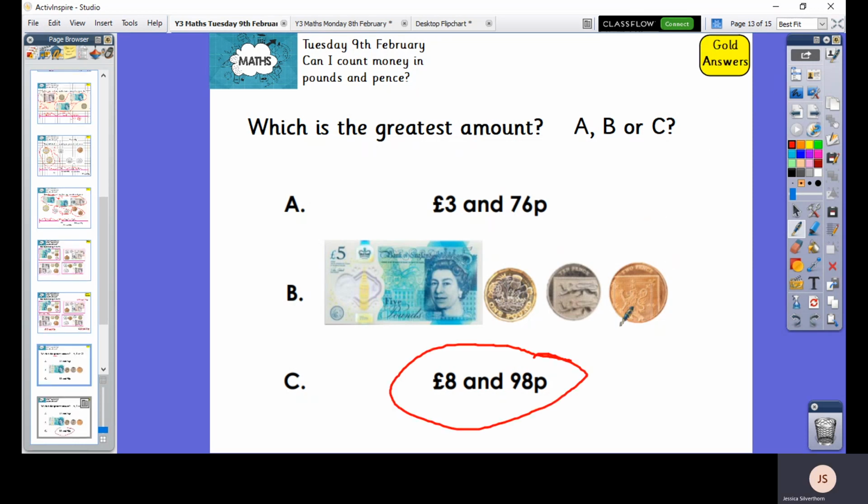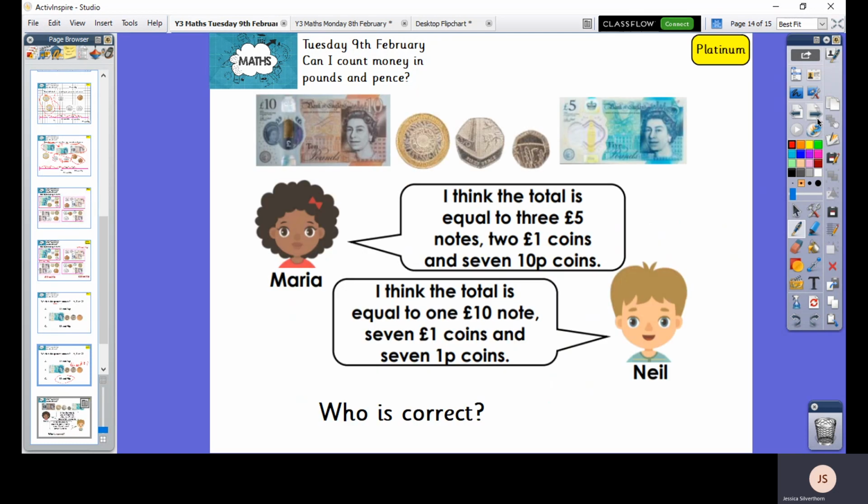Okay, the answer is actually C. If we had added all of this up, it actually would have made, there we go, £6 and 12p. There we go. Brilliant. Okay, and then let's have a go at our platinum task if you are ready for it.